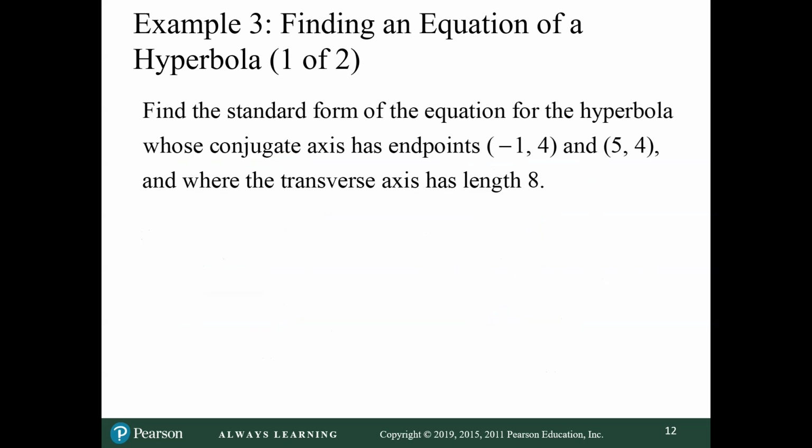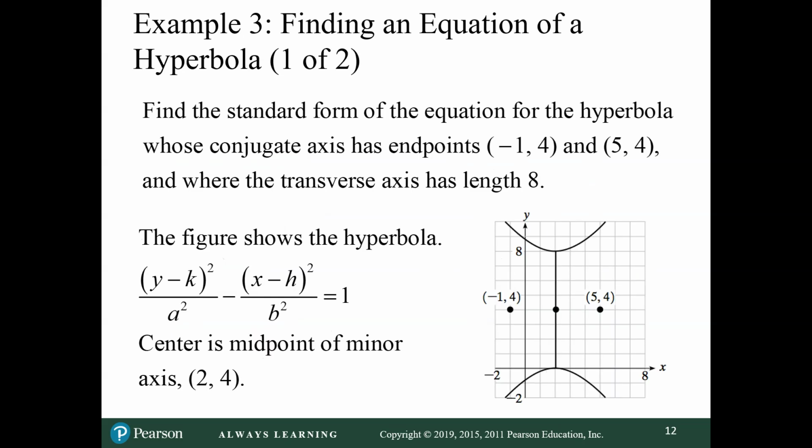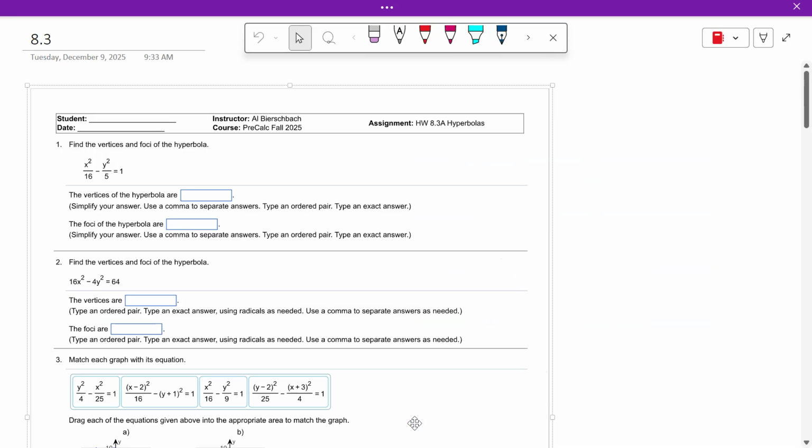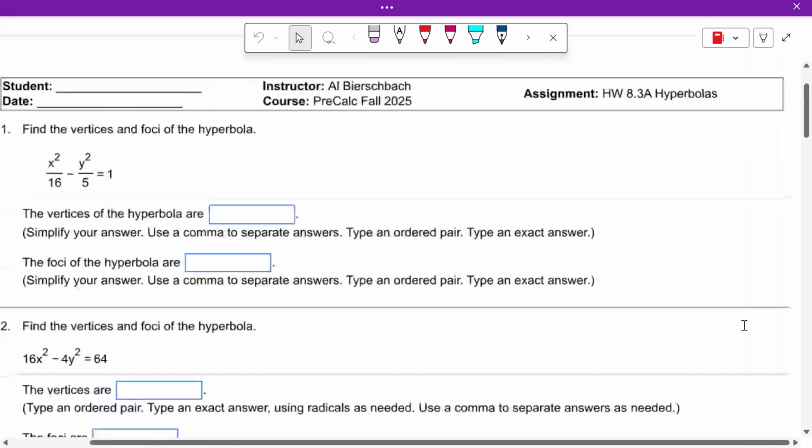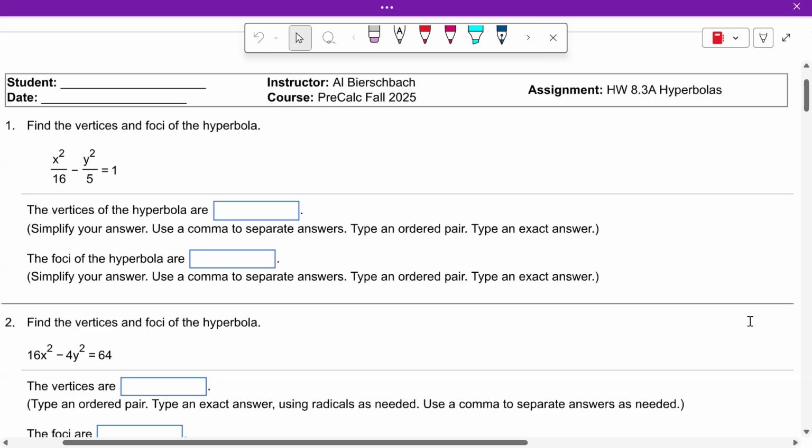So let me go then to these. All right. Find the vertices of the hyperbola. Okay. So when x is positive, it makes a big difference whether x is positive or y is positive. Okay?